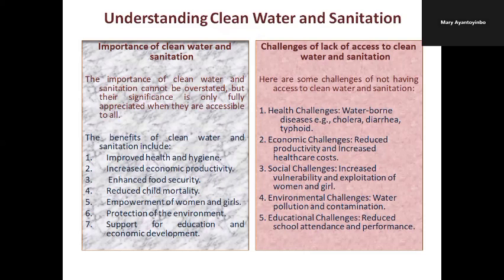We have economic challenges. We have reduced productivity and increased healthcare costs. We have social challenges. We have increased vulnerability and exploitation of women and girls. Because of lack of access to clean water and sanitation, many of our women, many of our girls, could not properly take care of themselves during menstruation. Their menstrual health is derailing, and that leads to their vulnerability. They are vulnerable to several diseases because of that.